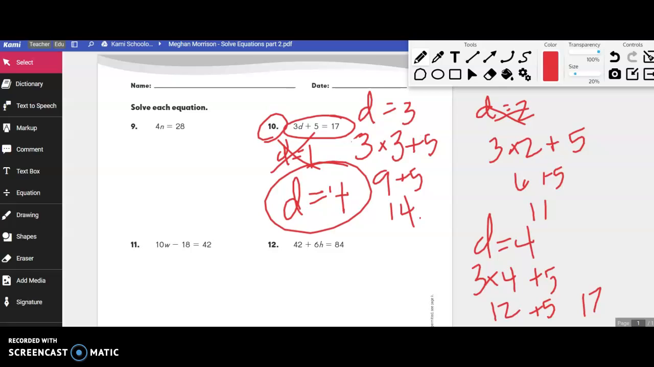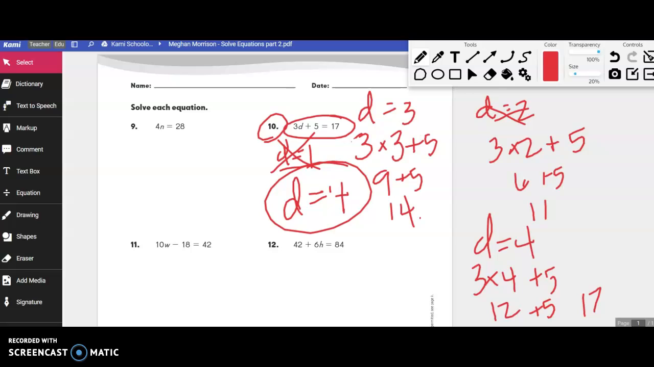I started out pretty close. Notice when I tried 1, I got 8. If I tried something and I was pretty far away, I probably wouldn't have gone up by 1s. If 1 was really far away, I might have tried 5. And if I got an answer that was too big, I know I'd have to pick something smaller again.